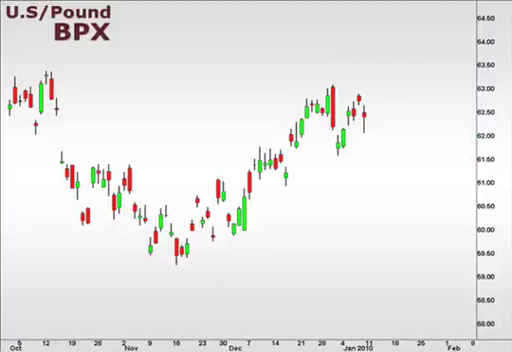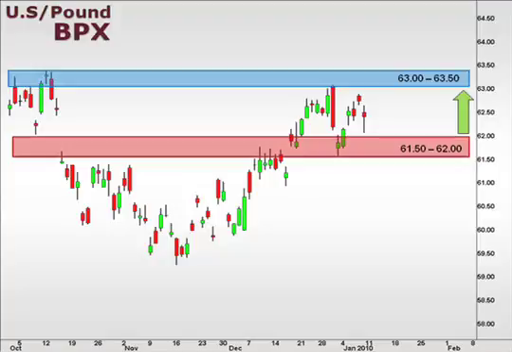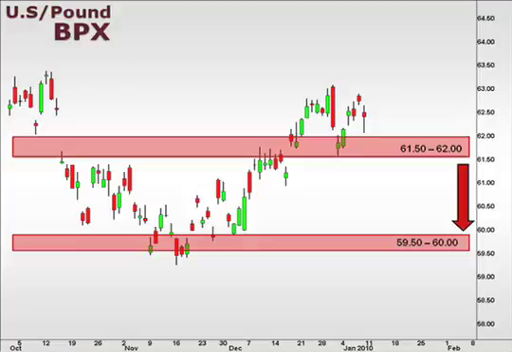The US dollar made an attempt to push higher against the pound but could not break the 63 resistance. As long as support holds at 61.5, we are open to the possibility of a continuation to the upside. However, the 63, 63.5 range remains a key overhead resistance. A break below 61.5 opens the window for a move as deep as 59.5, 60.